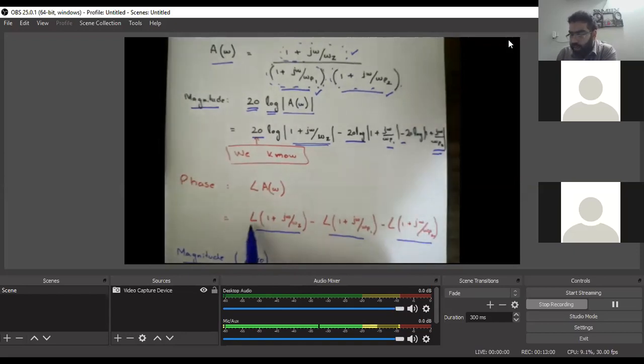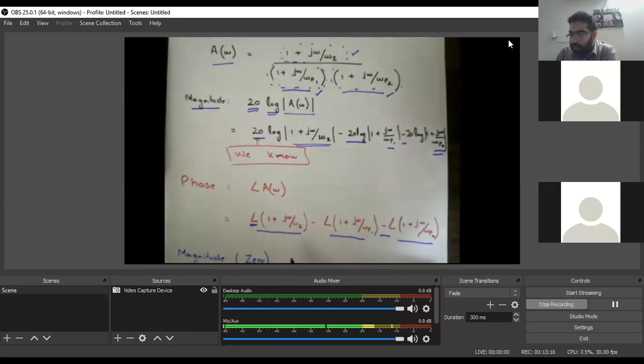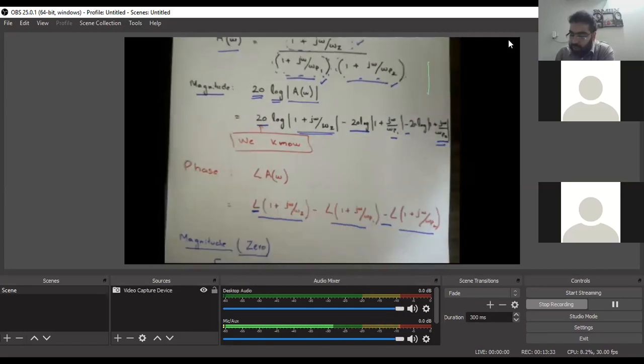And how do we normally write? Angle of 1 plus j omega by omega z minus angle of 1 plus j omega by omega p1 minus angle of 1 plus j omega by omega p2, where omega is the frequency across which we are seeing the behavior. Omega z is the frequency of a zero. Omega p1 is the frequency, or you can say the radians per second, and omega p2 is the radians per second for the second pole.